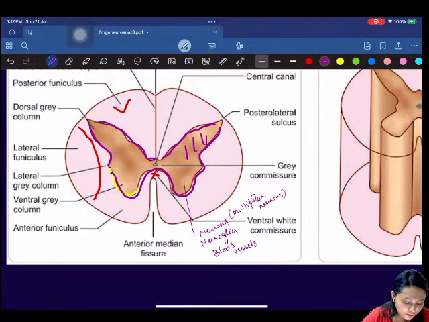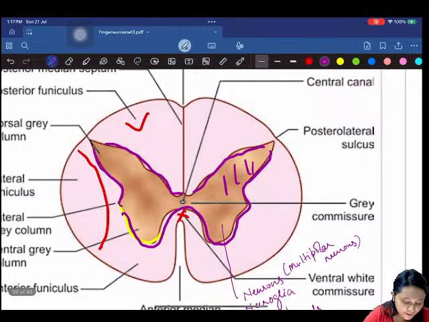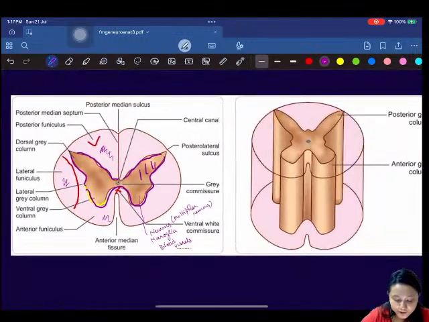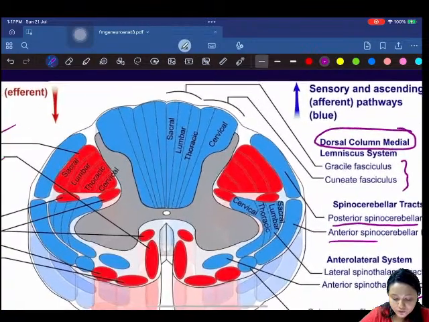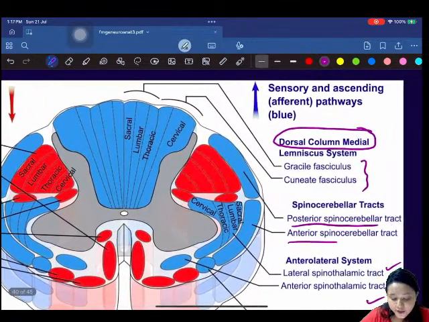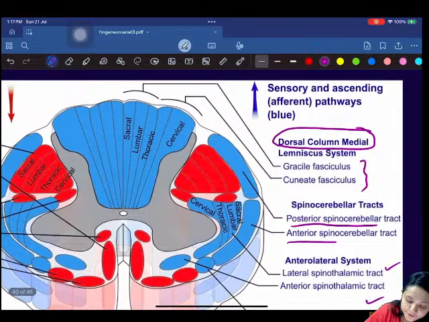But for now, try to remember that this white matter is the posterior column, this is the lateral column, and this is the anterior column. That is the white matter, and you know that the ascending fibers are your sensory, the afferent pathway, and the descending fibers are your motor.